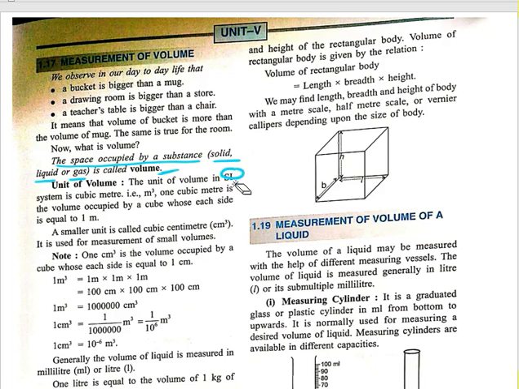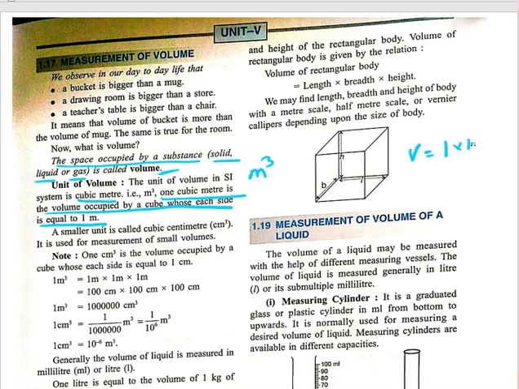It's called our volume. And what is the unit of volume? The SI unit, System International, SI unit of volume will be the cubic meter. It can be written as m³, meter cube or cubic meter. Some definition may also be asked: 1 cubic meter is the volume occupied by a cube whose each side is equal to 1 meter.